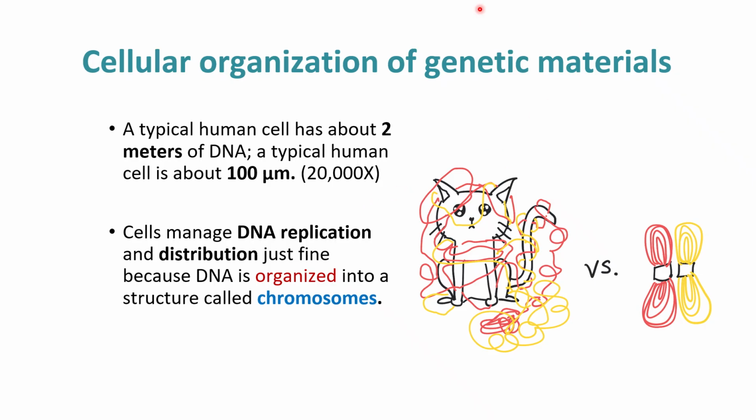Just like in the illustration here, it's very difficult to separate two very long entangled yarn strings, but if you organize them into bundles like this, separation becomes much easier. Our cells use a similar approach. Right before cell division, our cells organize our DNA into a condensed structure that we call chromosomes. This helps separation and allocation of the genetic material during the cell division process.